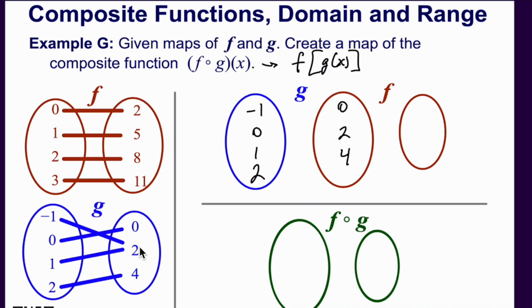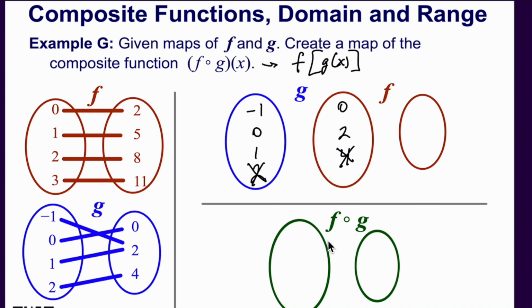Okay, now here's the problem. F can't work on that 4. Look, 4 is not part of the domain of f. So we're going to cancel out that 4 with respect to the fact that f can't work on it. Now we're going to backtrack and ask ourselves what input into g led to that 4, and it is none other than 2. So we're going to go ahead and remove 2 from the domain of the composite function.